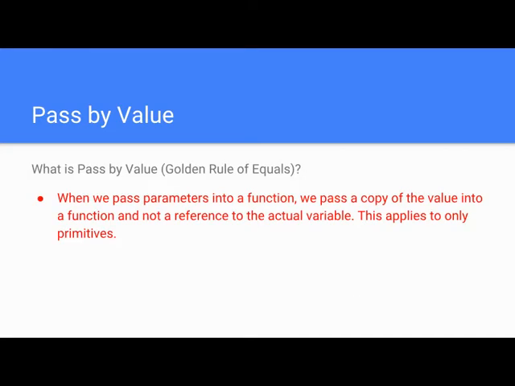So yeah, pass by value. This is also referred to as the golden rule of equals. This is basically when we pass parameters into a function. When we pass values into a function, we pass a copy when we're using primitives, and when we're passing objects, we pass a reference. So we'll look at an example to get an idea of what this actually means. And then just know what the primitives are. They're here for your reference.